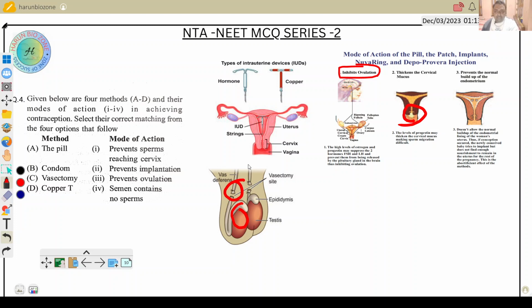Okay, then the copper T. Copper T is used in the uterus. It prevents the transfer of sperm into the fallopian tube, or egg transfer into the uterus. Number 2, this copper T secretes copper. Copper prevents sperm motility. Number 1, copper stimulates the phagocytosis process that destroys the sperm inside the uterus. Okay.